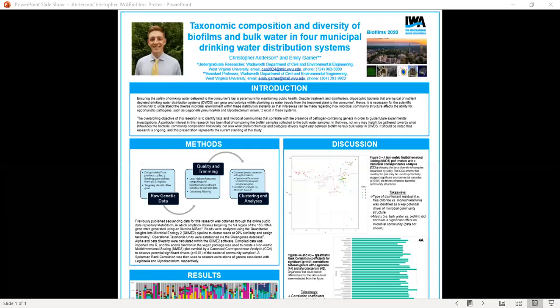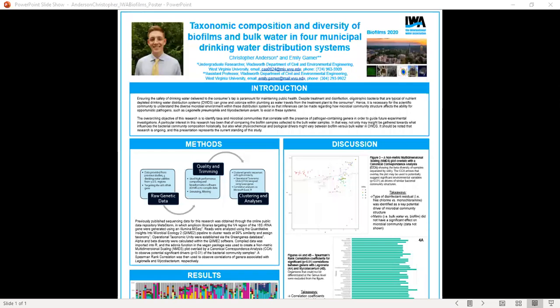So you might ask, well, where does bacteria come into play? Bacteria exists all around us, and in fact, it's not all bad. Some bacteria are actually beneficial to natural processes in the environment. Specifically, drinking water distribution systems are well suited for low nutrient requiring bacteria called oligotrophic bacteria. Despite treatment and disinfection, oligotrophic bacteria that are typical of nutrient depleted drinking water can actually grow and colonize within plumbing as water travels from the treatment plant to the consumer.